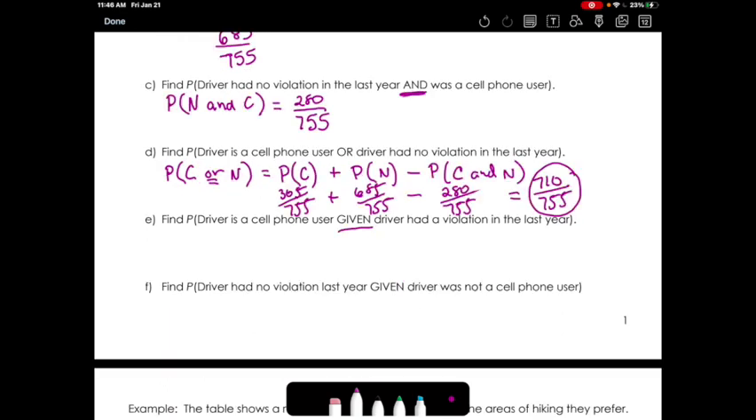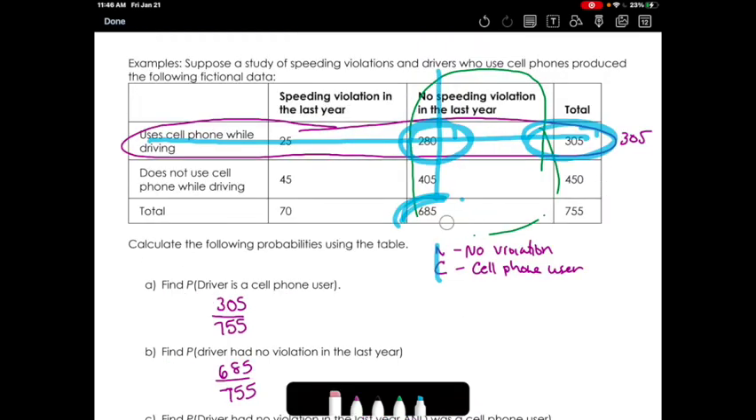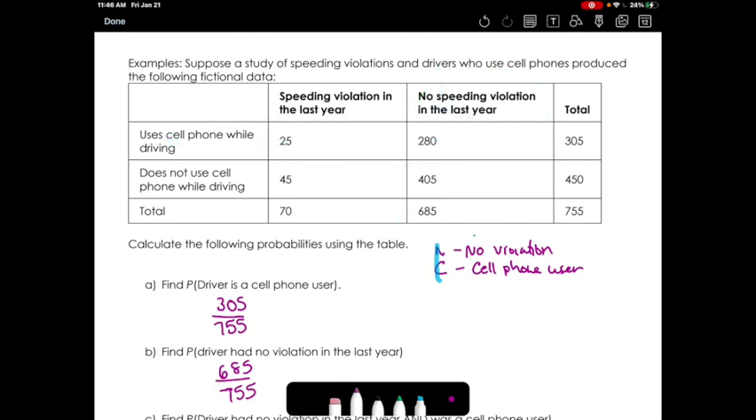Okay, part E says find the probability that the driver is a cell phone user given that the driver had a violation in the last year. So now we're making an assumption, and we can narrow it down to a specific subgroup. So if I come back up here and look at my table, let me erase all my clutter again. When I look at the table, because we want to look at specifically the people that did get a violation, because that was our given assumption in the question, we're looking at just this group right here.